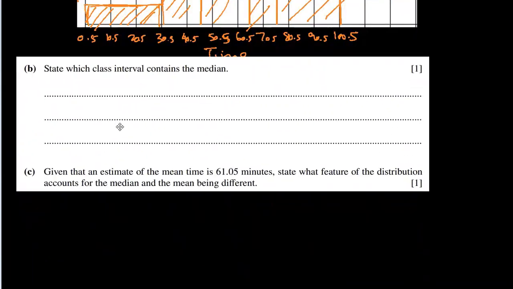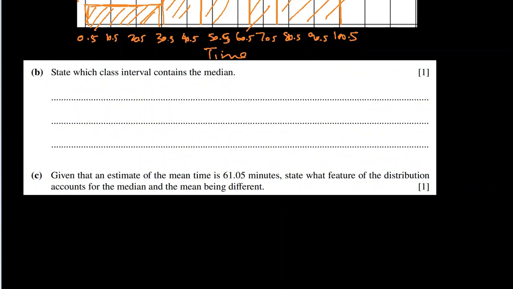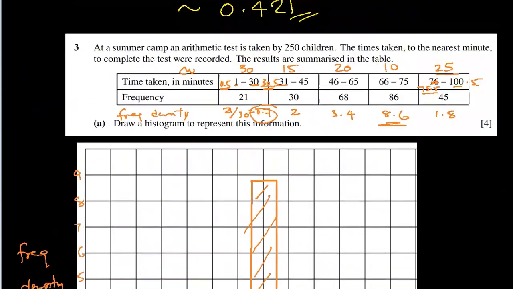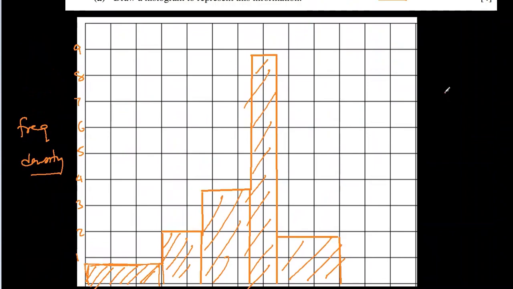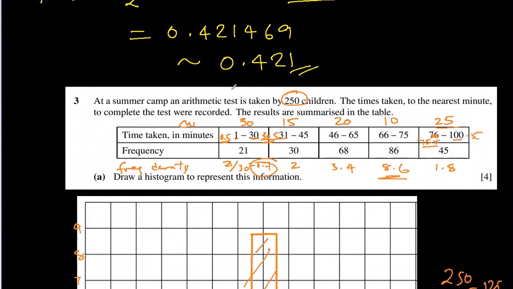Okay, what next? State which class interval contains the median. So total, how many are they? We'll have to see 250. Half of 250 is 125. Yes, 250 divided by 2 is 125. We have to see the cumulative frequency. Where do we get 125? So let me write on top cumulative frequency.